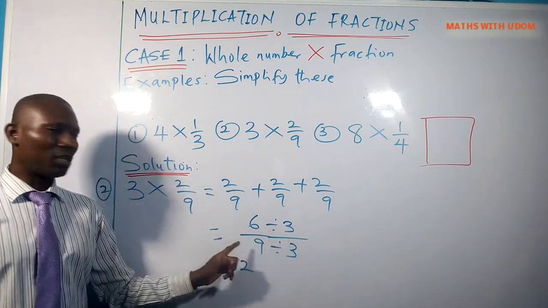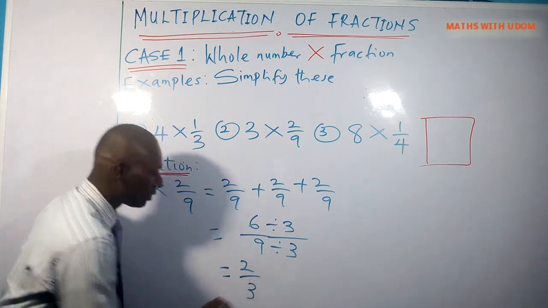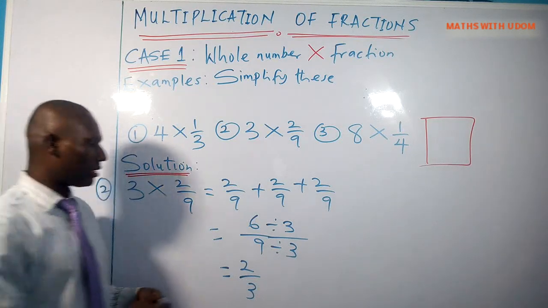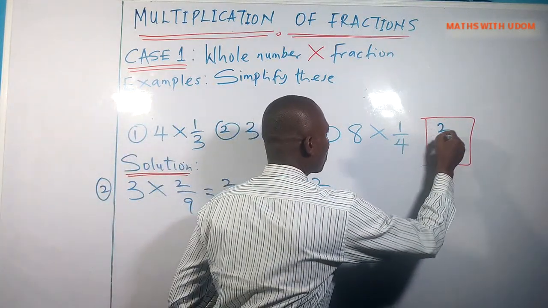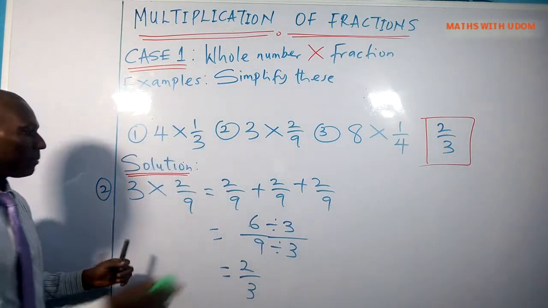6 divided by 3 will give us 2. Then 9 divided by 3 will give us 3. So our answer is what? A proper fraction, 2 over 3. So we drop our answer in this box, 2 over 3. And then the second method to solving this problem.